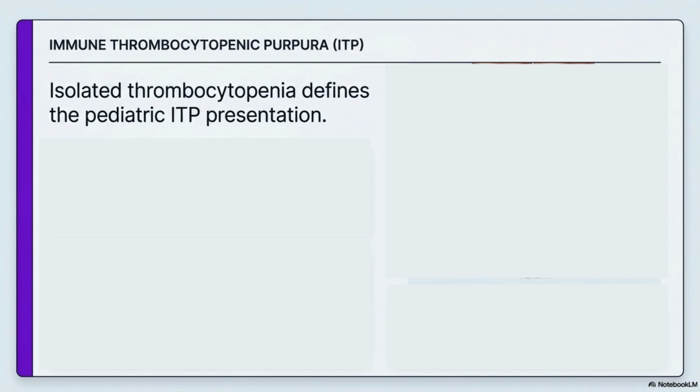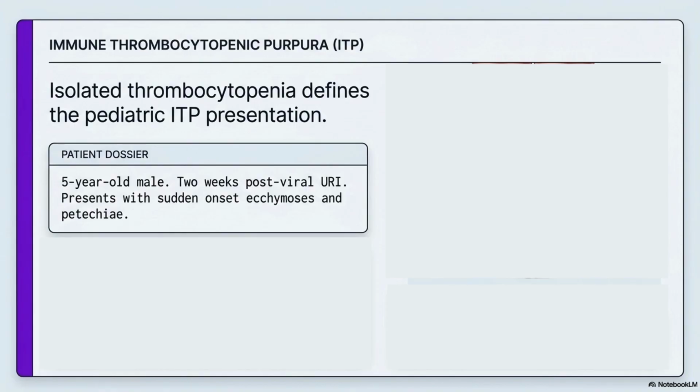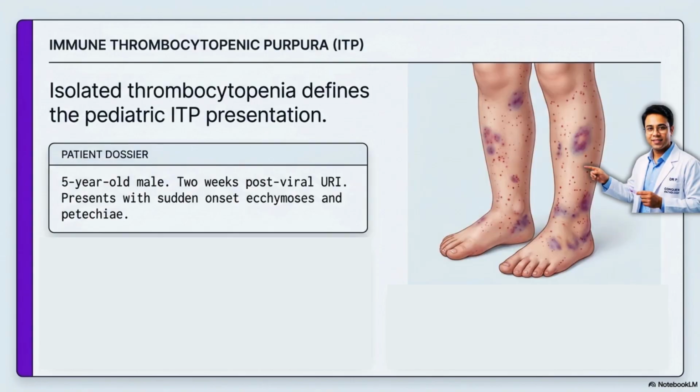Isolated thrombocytopenia is what defines the pediatric ITP presentation. Here is our patient dossier. A 5-year-old male who is 2 weeks post-viral URI. He presents with a sudden onset of ecchymosis and petechiae.